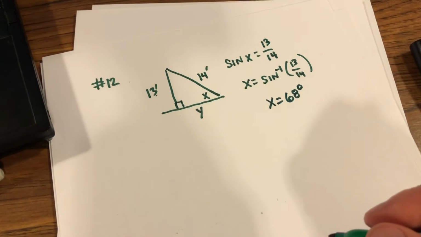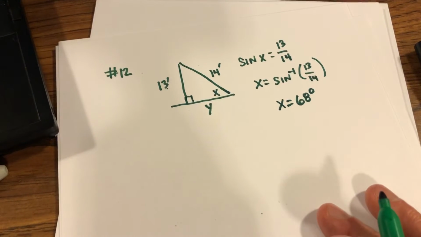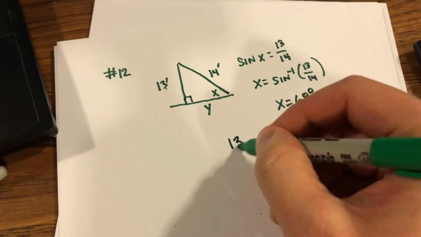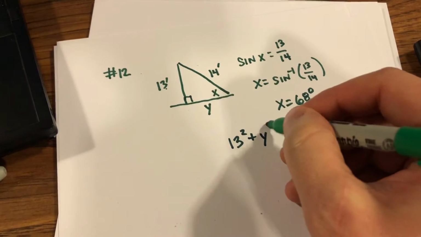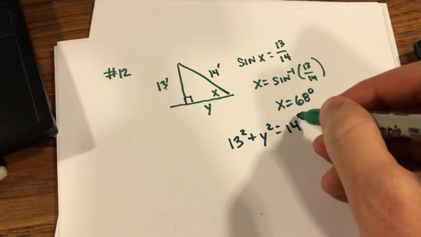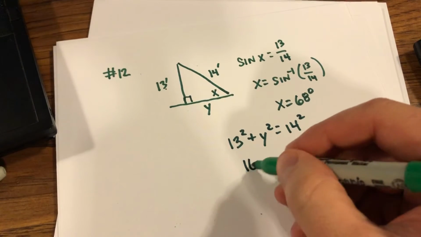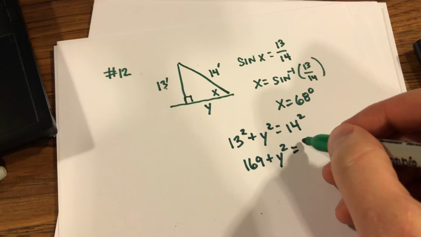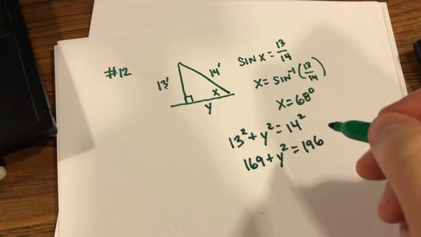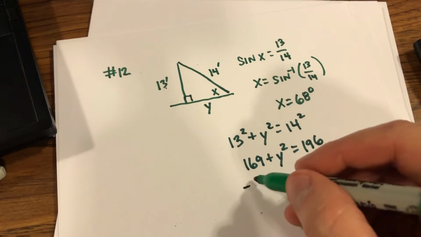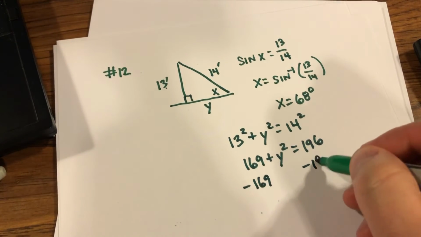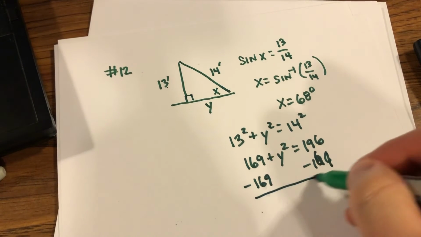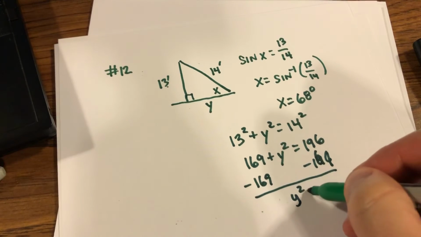And then to find the distance that the ladder is from the wall, I'm just simply going to do some Pythagorean theorem. 13 squared plus y squared equals 14 squared. Well, 13 squared is 169, plus the y squared. We know that 14 squared is 196. We're going to subtract 169. Oops, did that wrong. So 169 we're going to subtract, and we end up getting y squared.